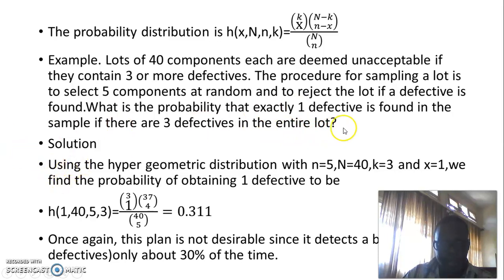Solution. Using the hypergeometric distribution, we have our small n equal to 5. Remember, the procedure for sampling a lot is to select 5 components. So 5 has been selected, and our capital N is 40 out of the 40 components. Of these 5 selected at random, it is rejected if it is found defective. So the question is, what is the probability that exactly one defective is found? So let x be the number of defectives.